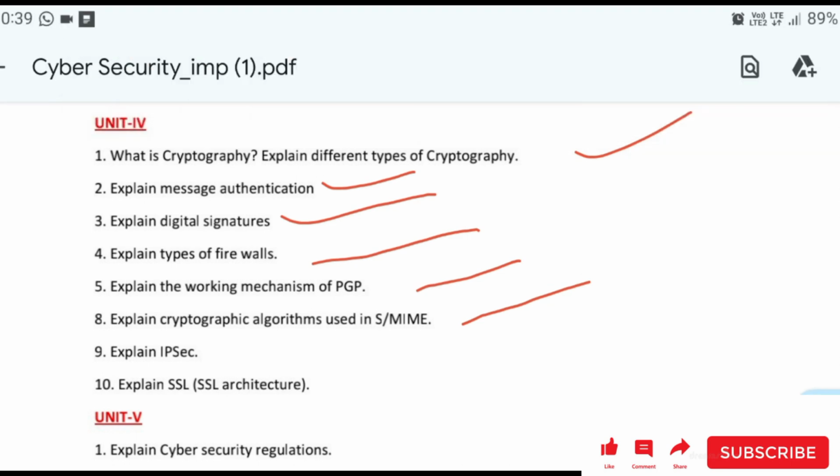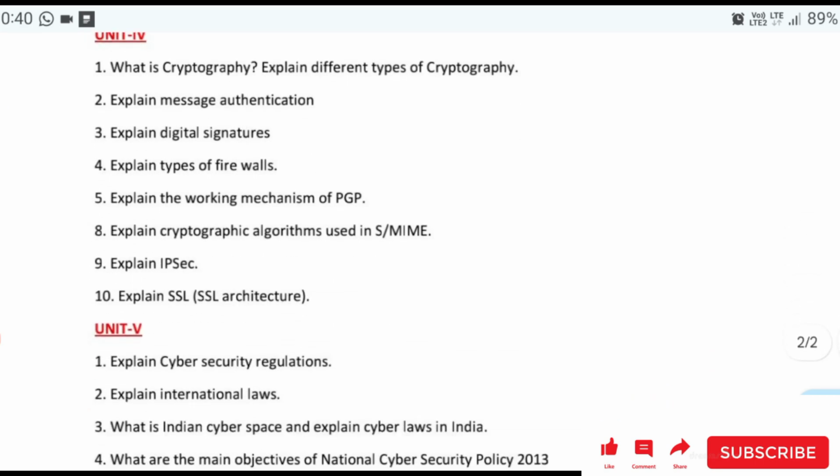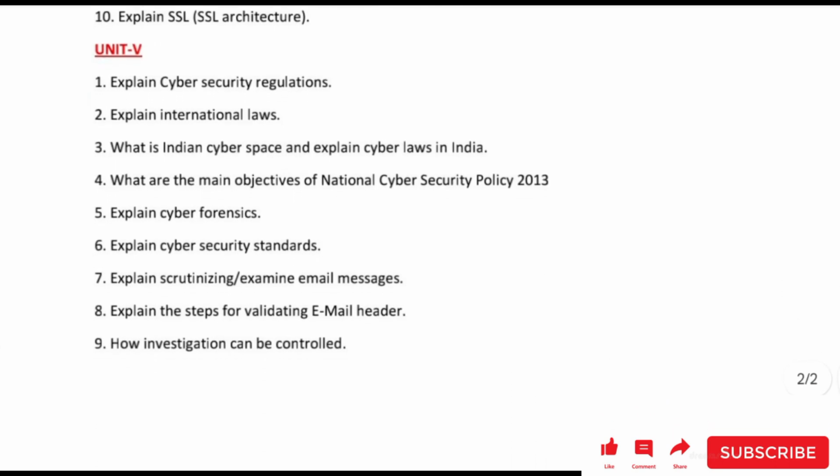And explain IPsec, that is IP security, I can say. IP, you know already, internet protocol, that you need to explain on your own. And the last question that you will have for unit 4 is explain SSL architecture. You will have a picture that you need to learn, and you need to explain that architecture with the help of the diagram, so that you will get full marks.